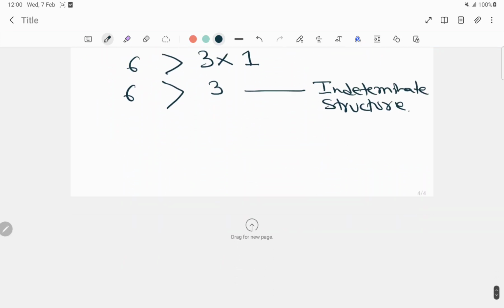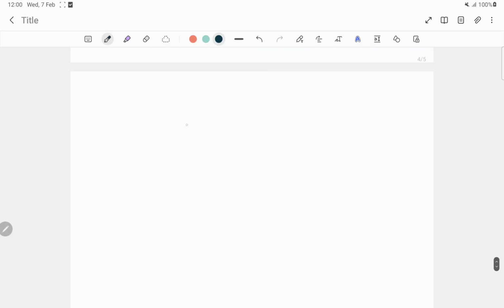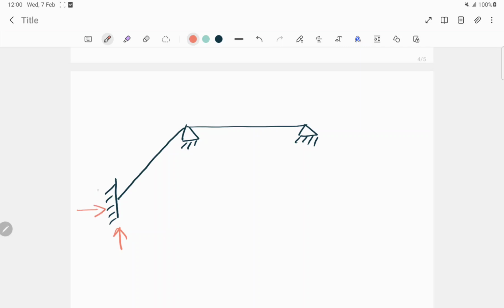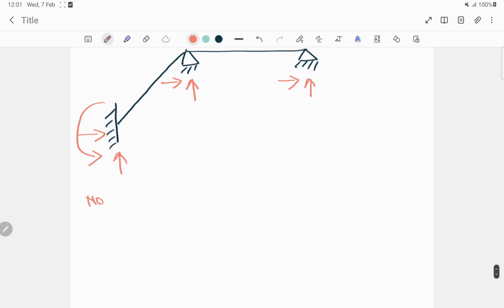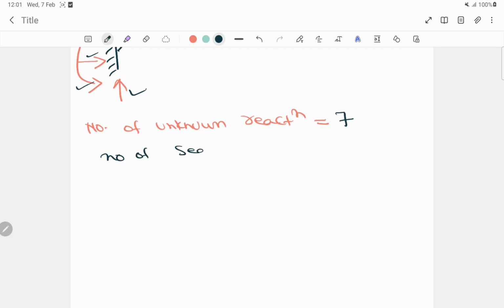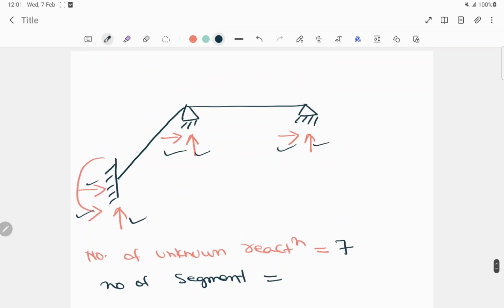Okay, so I'll take another example. Let me draw here. Suppose this is a beam. Here one end is supported with a hinge support, and there is one more beam connected to this side, and this end is a fixed support. So in the fixed support we know that there are 3 unknown reactions, vertical, horizontal, and the moment. And in case of hinge support there will be 2, vertical and horizontal, and here also it will be vertical and horizontal. So now the number of unknown reactions is equal to 1, 2, 3, 4, 5, 6, 7, and the number of segments is equal to 2.